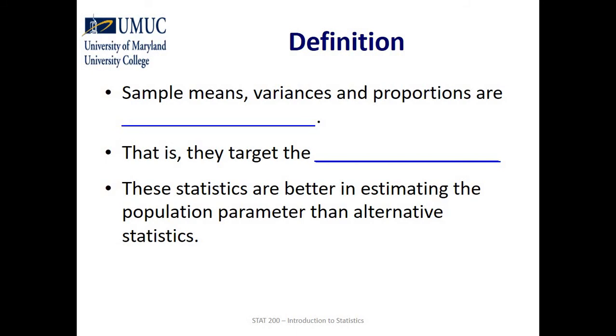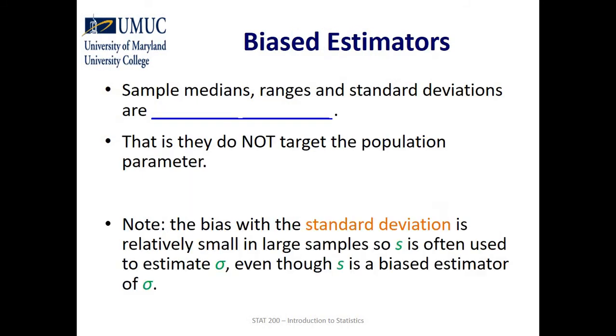Well, our sample means, our sample variances, and our sample proportions are unbiased estimators. That is, they target the actual population parameter. So these statistics are better in estimating our population parameter than some of our alternative statistics, which don't do as good a job. For example, sample medians, sample ranges, and sample standard deviations are biased estimators. They do not do a good job of targeting our population parameter.